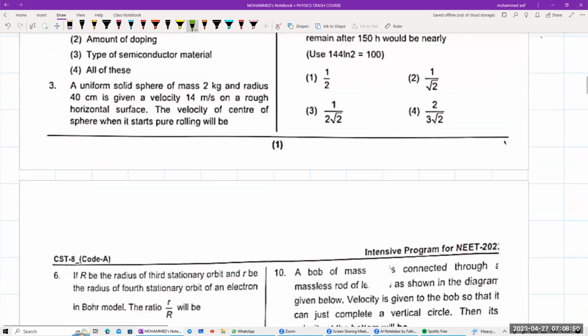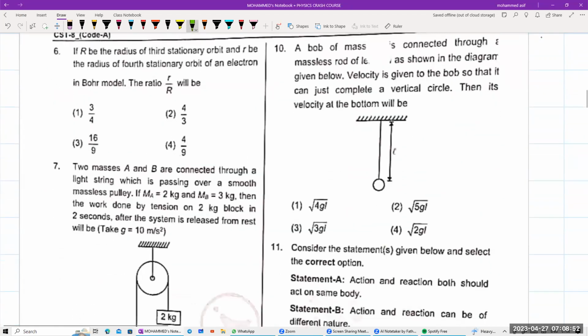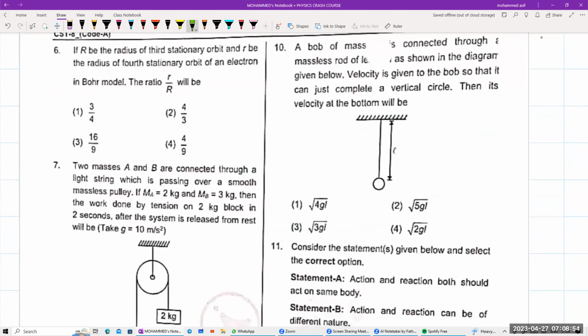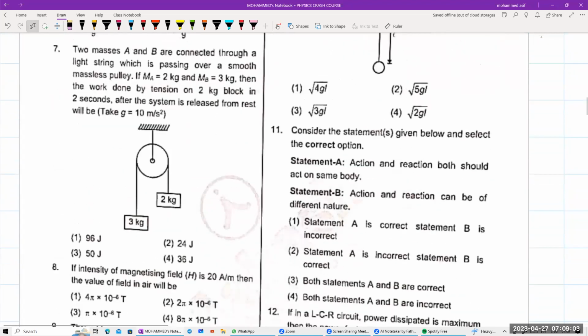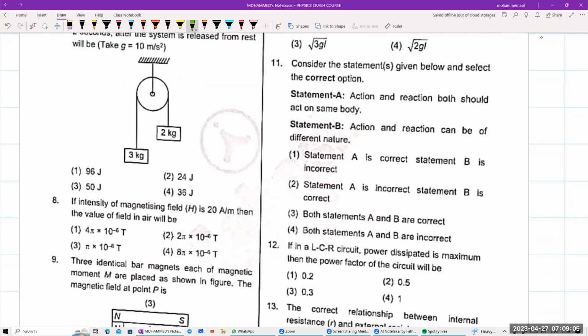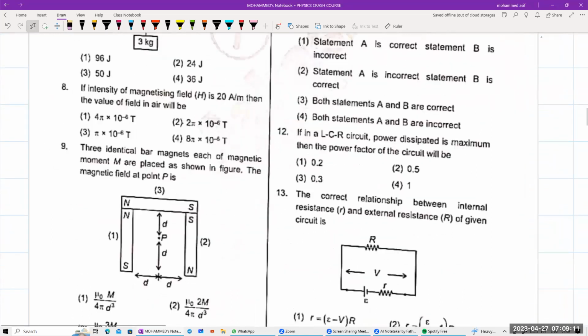It's a radioactivity question. The next one: if R is the radius of the third stationary orbit and R is the radius of the fourth stationary orbit of the electron, this we can do. It's a modern physics question. This is your Newton's laws of motion, we'll come back later. The intensity of magnetization field, this also later. Question number 9 is a magnetism question, this also later.